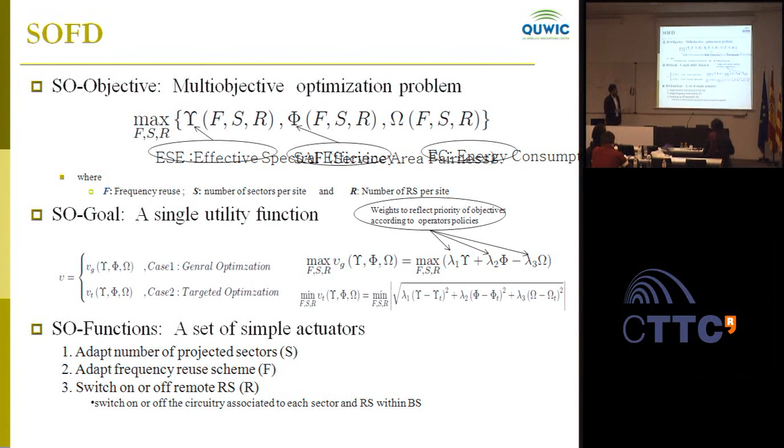I'll tell you later. Alternatively, you can have a more sophisticated utility, which is targeted optimization. You have target values to be achieved in each of the objectives, and then you can find the mean square error and try to minimize this mean square error.